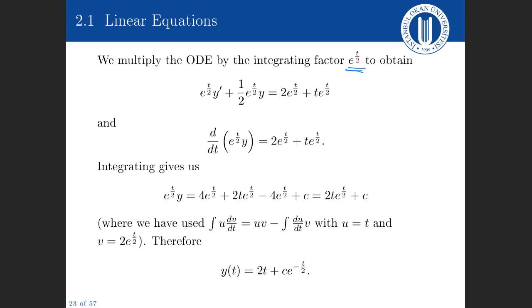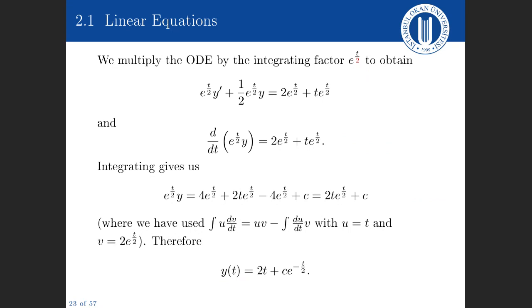I'll go through this very, very quickly. You can read this later. Multiply everything by e to the power t over 2. Use the product rule. Integrate. There's an integration by parts here, but not difficult. Divide by e to the power t over 2, and we get the answer. This is the solution to the differential equation.